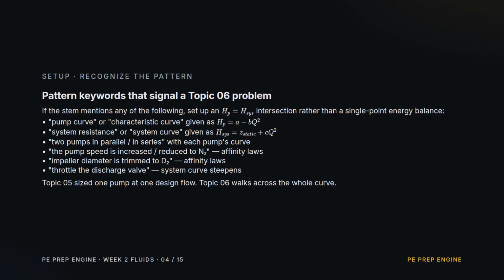Recognize the pattern. If the stem hands you a pump curve, A minus BQ squared, or a system resistance, Z static plus CQ squared, you're setting up an intersection, not a single point energy balance. Other tells: two pumps in parallel or series, a speed change, an impeller trim, or a throttle valve closing. Each moves the pump curve, the system curve, or both.